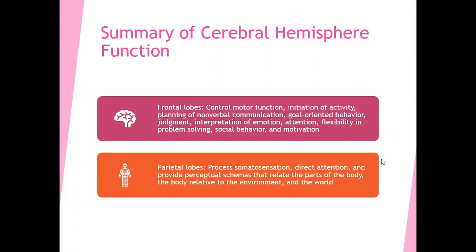So just overall cerebral hemisphere function, the frontal lobes control motor function, initiation of activity, planning of nonverbal communication, goal-oriented behavior, judgment, interpretation of emotion, attention, flexibility and problem solving, social behavior, and motivation. Big, important area, right? Every area of the brain is important. The parietal lobes process somatosensation, they direct attention and provide perceptual schema that relate to the parts of the body relative to the environment and the world.